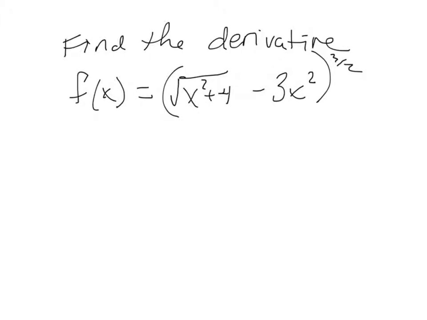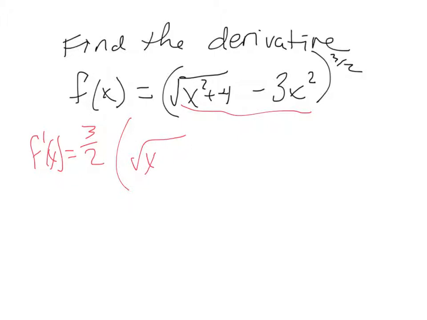So I'm going to bring the 3 halves out front. Go ahead and mark what I'm doing. And then I'm leaving this as the whole inside, which is the square root of x squared plus 4 minus 3x squared. And then he's taking 1 from that. That leaves you with 1/2. Now the only thing I want to show you is I want to rewrite this. And sorry, I made a mess here, so I'm going to rewrite it as x squared plus 4 to the 1/2 power, and it makes it a little easier to see.